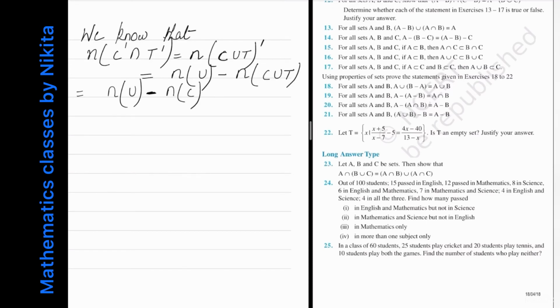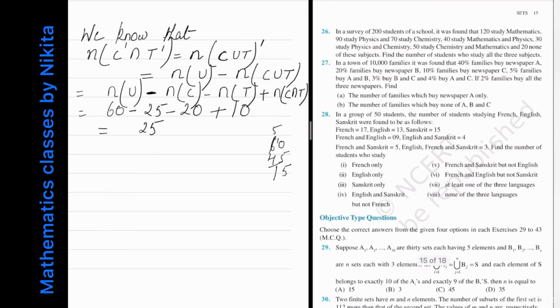n of C plus n of T, then minus, minus plus becomes plus, so plus n of C intersection T. Now just put the values. So 60 minus 25 minus 20 and plus 10. So this will be equal to 60 minus 20 is 40, 40 minus 25 is 15, and 15 plus 10 is 25. Okay, so this is your answer.